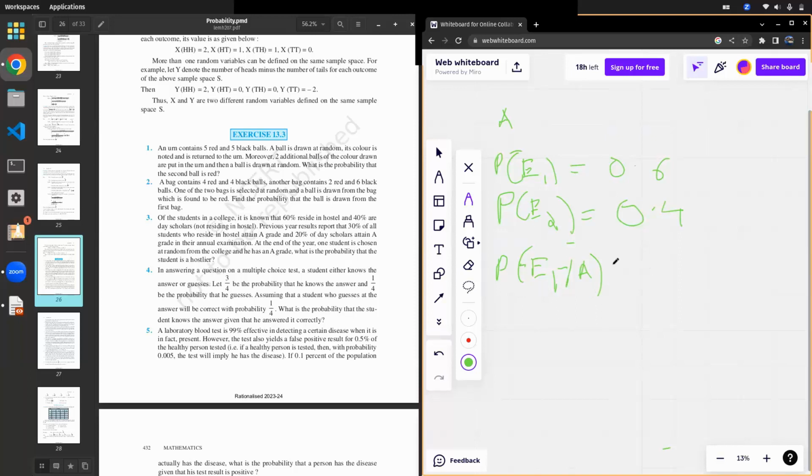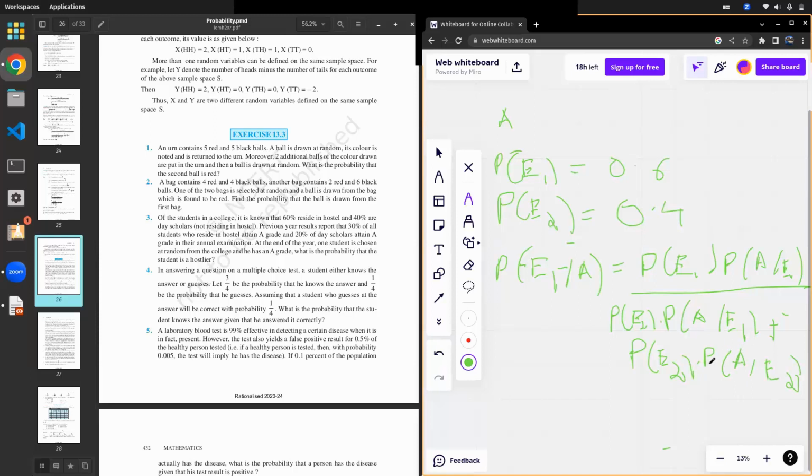This we can solve using the Bayes theorem as before, and we can write this as equal to probability of E1 into probability of A given E1, divided by probability of E1 into probability of A given E1, plus probability of E2 into probability of A given E2.